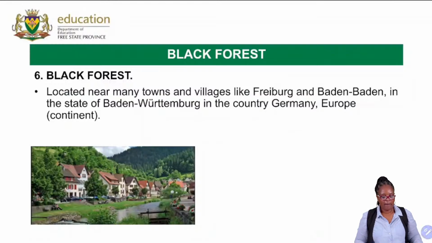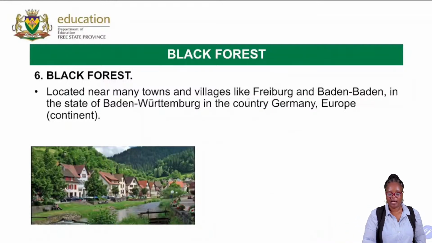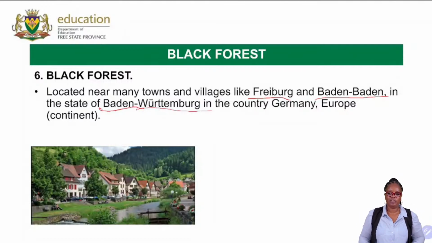Number 6, we have the Black Forest. The Black Forest. So this one, unlike the ones which are situated in one city, is located near many towns and villages. It is spread across towns and villages. And among those villages and towns, we have Freiburg, we have Baden-Baden, and all of these are in the state of Baden-Württemberg, in the country of Germany. Europe is there, the continent.